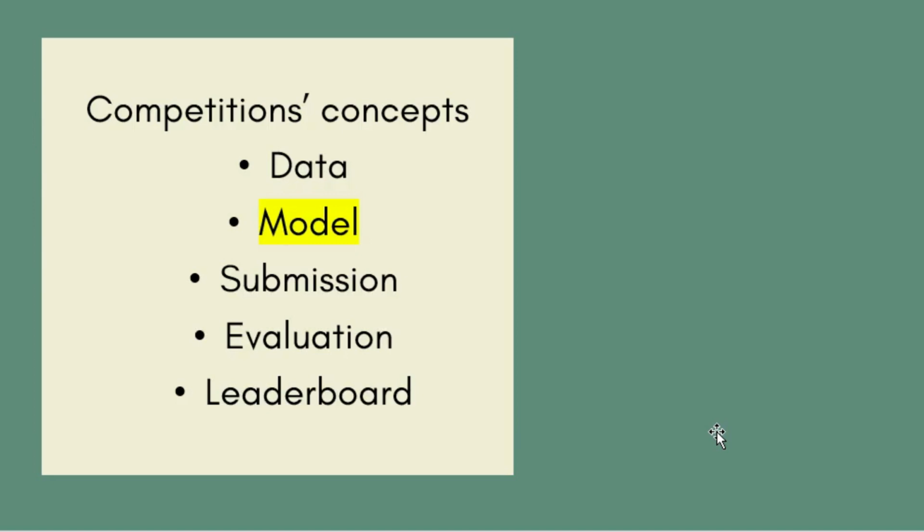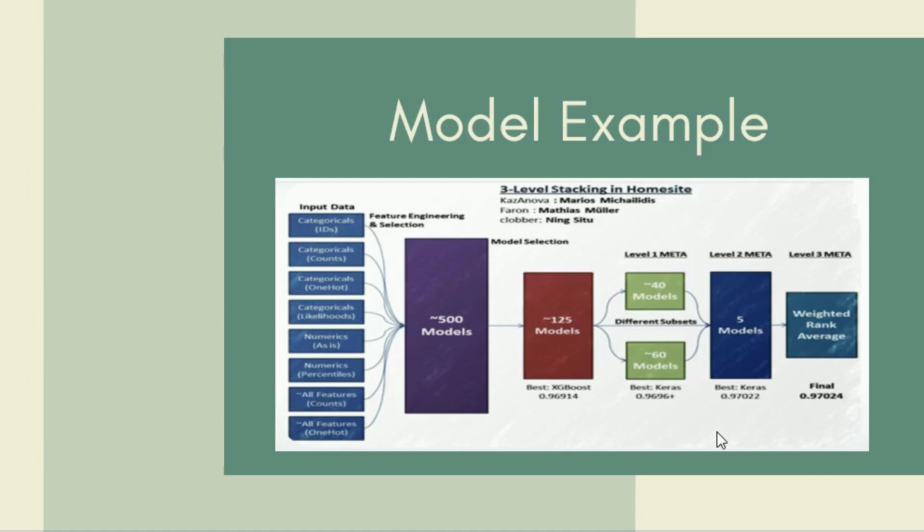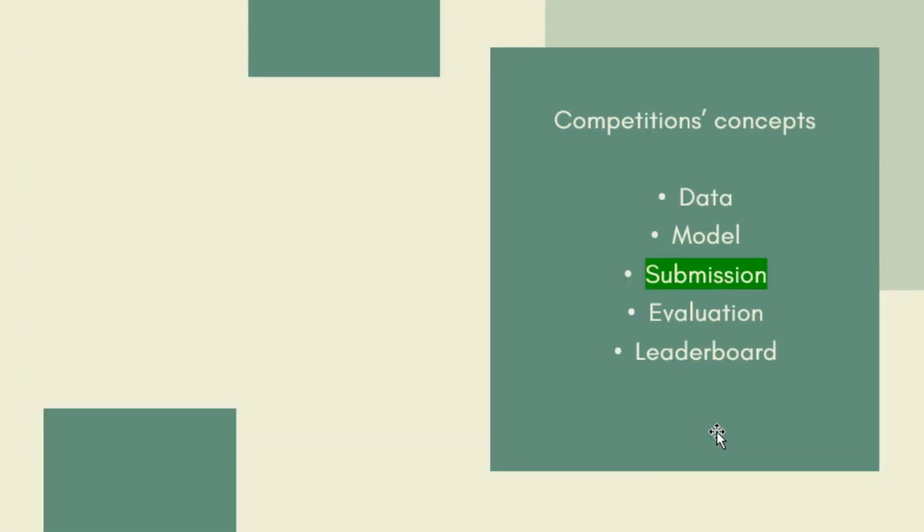The next concept is a model. This is exactly what we will build during the competition. It's better to think about a model not as one specific algorithm, but as something that transforms data into answers. The model should have two main properties. It should produce the best possible prediction and be reproducible. In fact, it can be very complicated and include many components, but in the upcoming videos, we'll learn how to build such models. To compare our model with the models of other participants, we will send our predictions to the server, or in other words, make a submission.